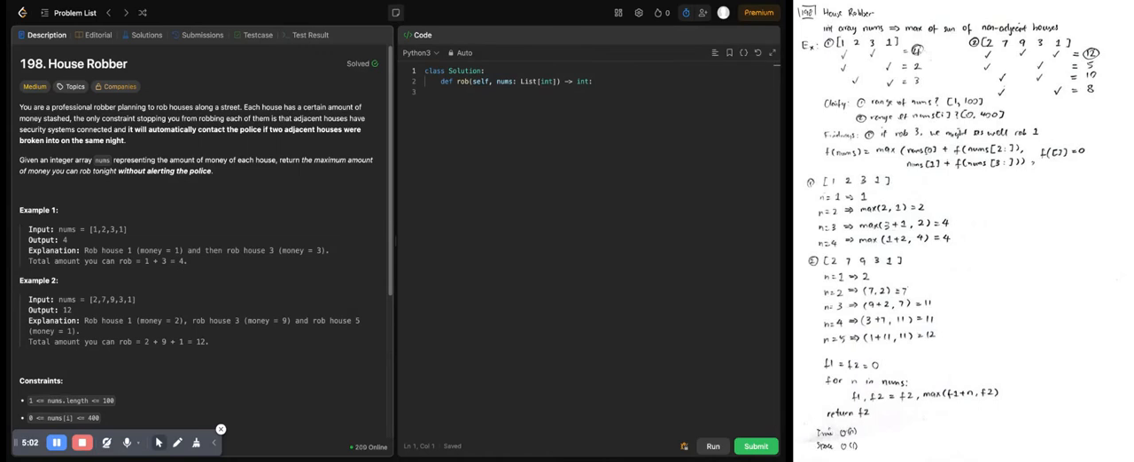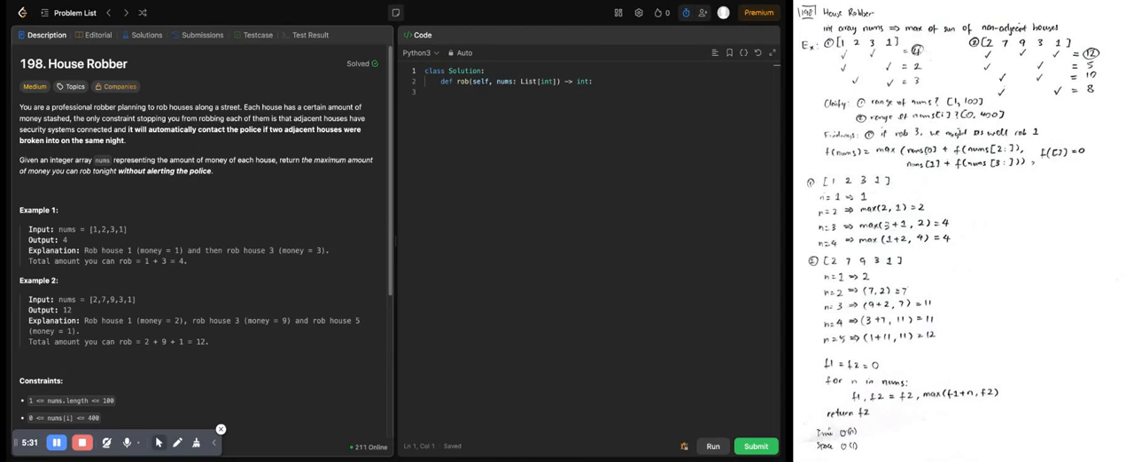Let's check if it is correct. And yes, the answer is correct. It is 12. Rob house 1, money 2, rob house 3, money 9, rob house 5, money 1. So that would maximize the amount of money we get. I think I got the problem now. I understand the problem now.